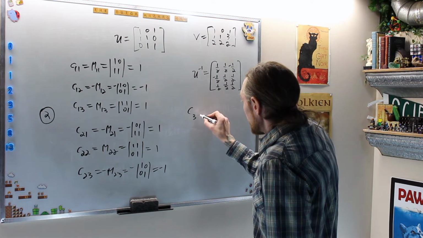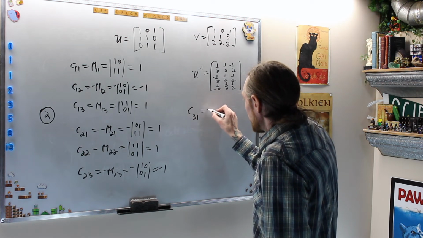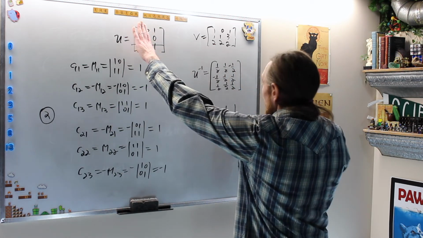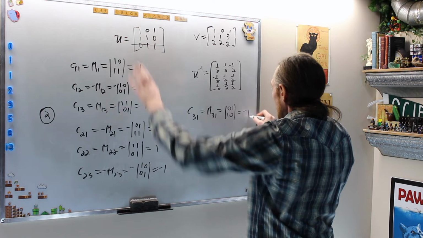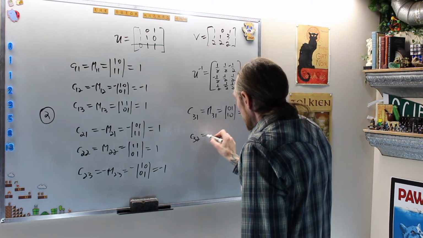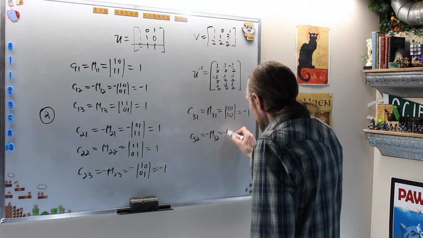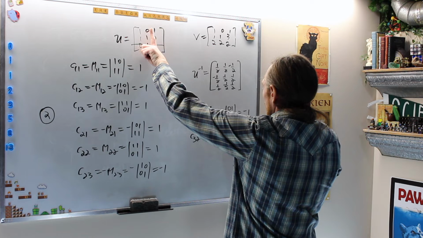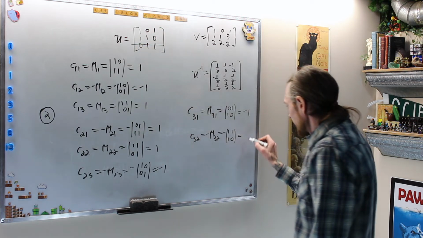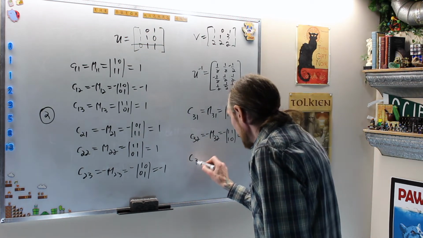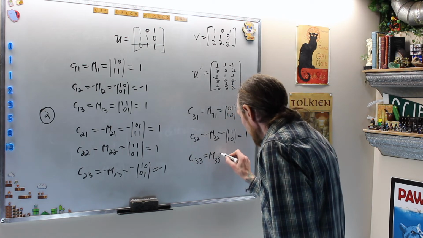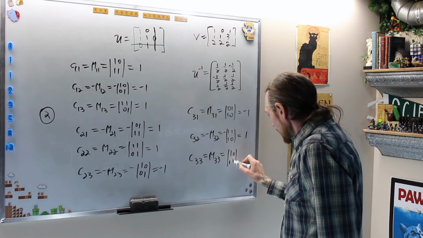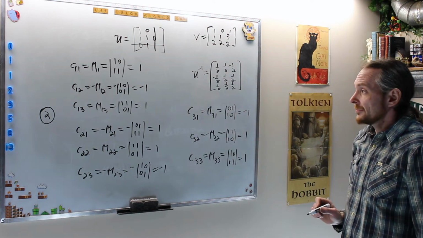C31 is equal to M31, which is the determinant by blocking off the last row and the first column. So 0, 1, 1, 0, which is negative 1. C32 is equal to negative M32, which is negative the determinant by blocking off. So I'm going to get that guy 1, 1, 1, 0, which is 1. And C33 is equal to M33, which is obtained by blocking off this and this. So 1, 0, 1, 1, which is positive 1.